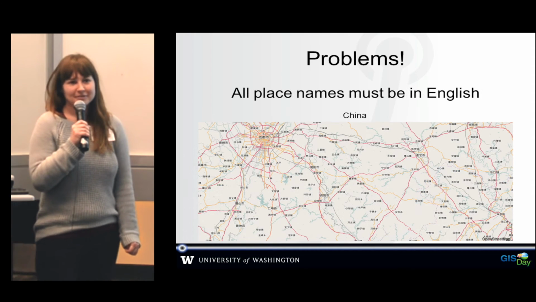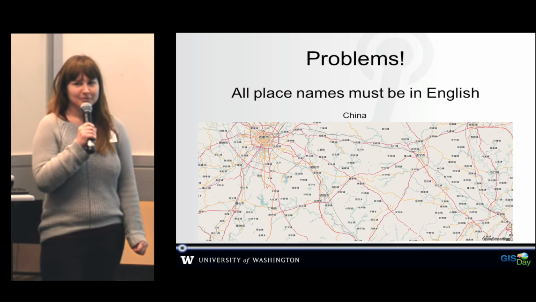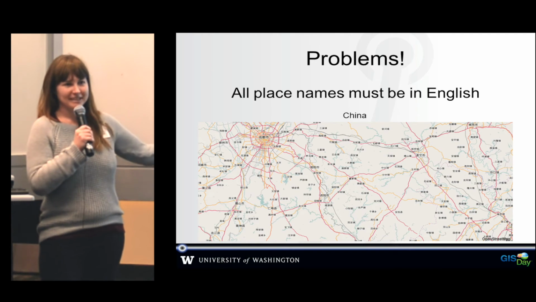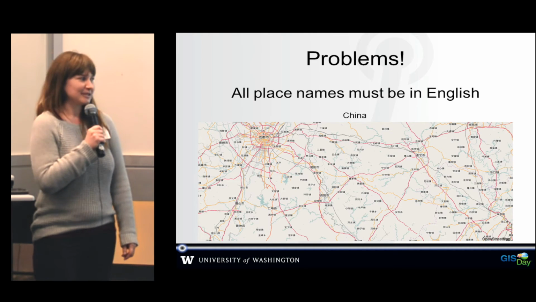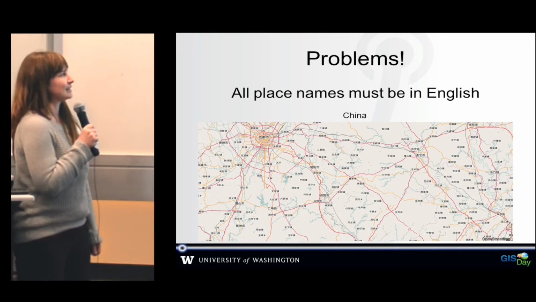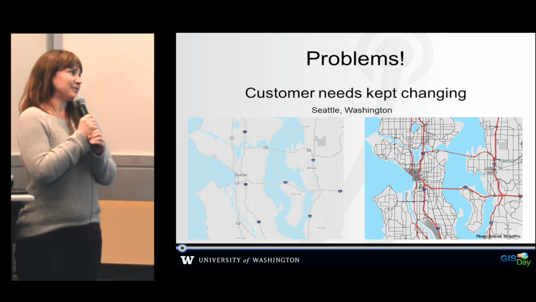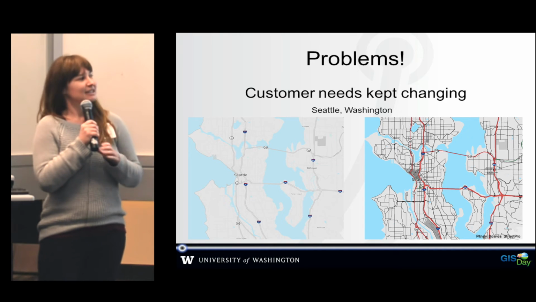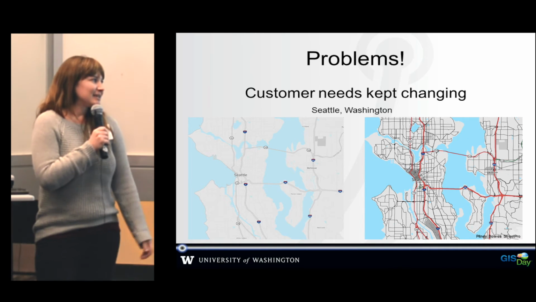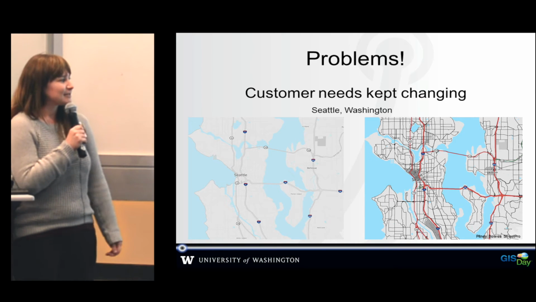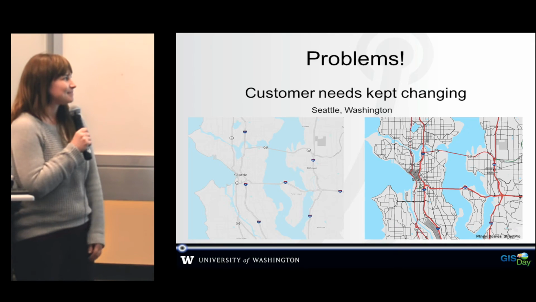One of the requirements of the map was that all place names be in English, but if you go to OpenStreetMap and focus in on China, you'll see something like this. It just has all names in local language, so that just wasn't going to work for us. And not OpenStreetMap related, customers kept changing how they wanted the map to look. We initially thought they wanted something kind of nice and light like this. After talking to them over and over, we ended up with that map with all the colors on it.